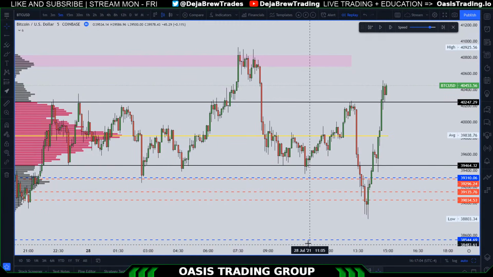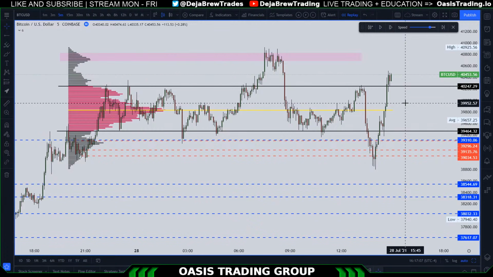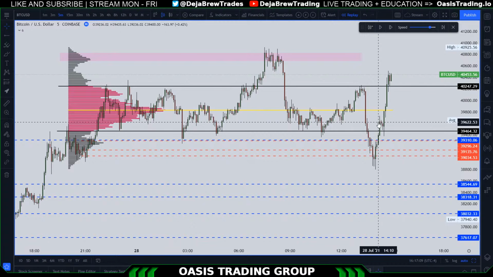So this one, because there is no value area high above you, there is no POC above you, you have to target previous levels, right?